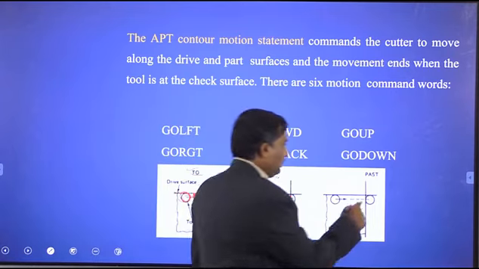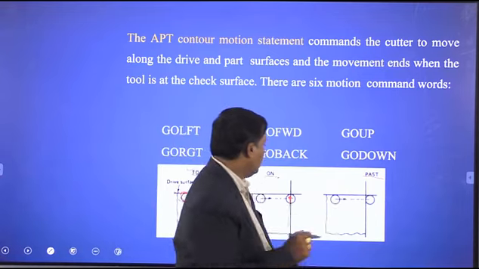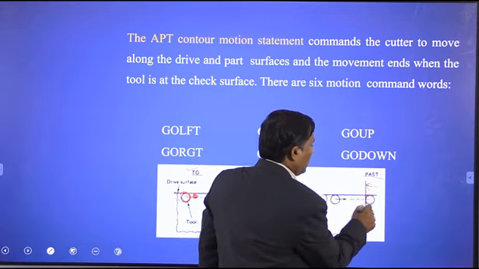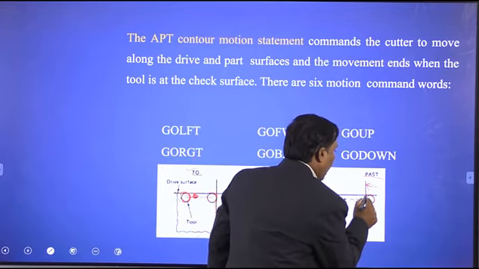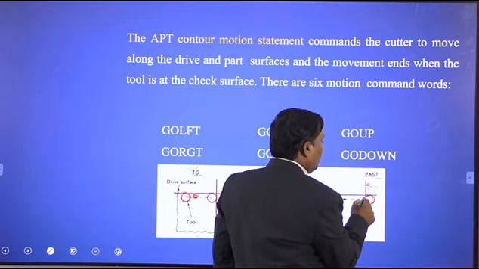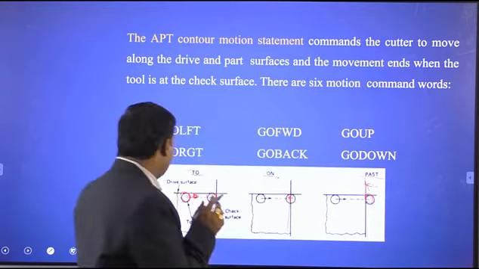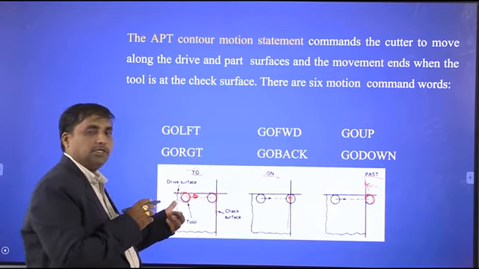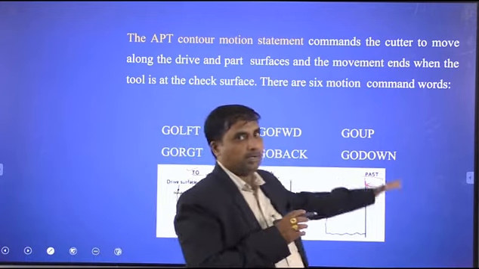And next, PAST means the entire cutting tool has to pass the check surface. This line represents the check surface. So the entire tool just passes the check surface. After passing this check surface, the cutting tool will touch the check surface on the left side. So there are 3 cases where we have to stop the cutting tool movement along the drive surface by using the check surface: one is TO, second is ON, third is PAST.